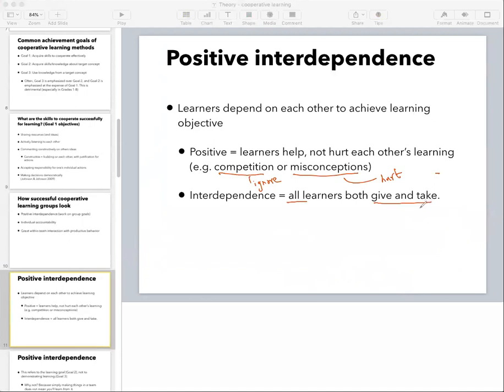If you have one learner who's only getting help from other people, but is not contributing effectively, then you don't have interdependence. On the other hand, if you have a learner who's already mastered that material, and so he really doesn't need anybody's help, he's not interdependent, or she's not interdependent, on anyone else either. So you need both positiveness and interdependence. And so we put them together in this phrase called positive interdependence. Positive interdependence is essential for cooperative learning.